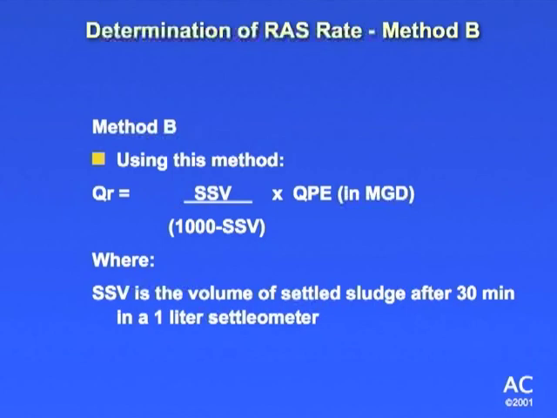And what you do is your RAS rate is going to be based on your SSV divided by 1,000 minus your SSV, times your flow of primary effluent in millions of gallons a day. So this is your ratio, and here's your primary effluent flow. In this case, the SSV is the volume of settled sludge after the 30 minutes in a 1 liter settleometer. So this is based on how well your sludge settles. This can vary, but once you've established this regime, it will be consistent, and this is how some plants do it.